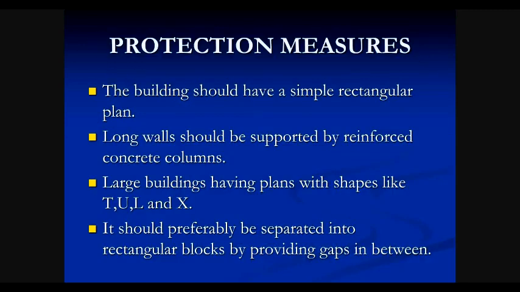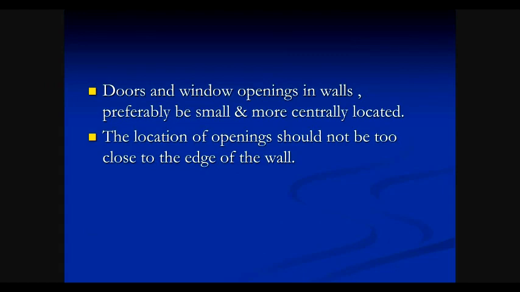Now, protection measures. The building should have a simple rectangular plan. Long walls should be supported by reinforced concrete columns. Large buildings having plans with shapes like T, U, L, and X should preferably be separated into rectangular blocks by providing gaps in between. Doors and windows openings in the walls should preferably be small and centrally located. The location of openings should not be too close to the edge of the wall.